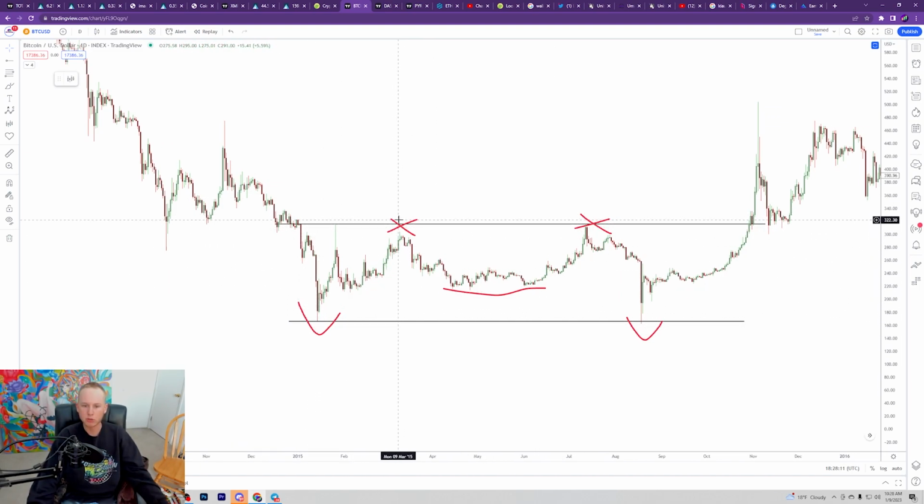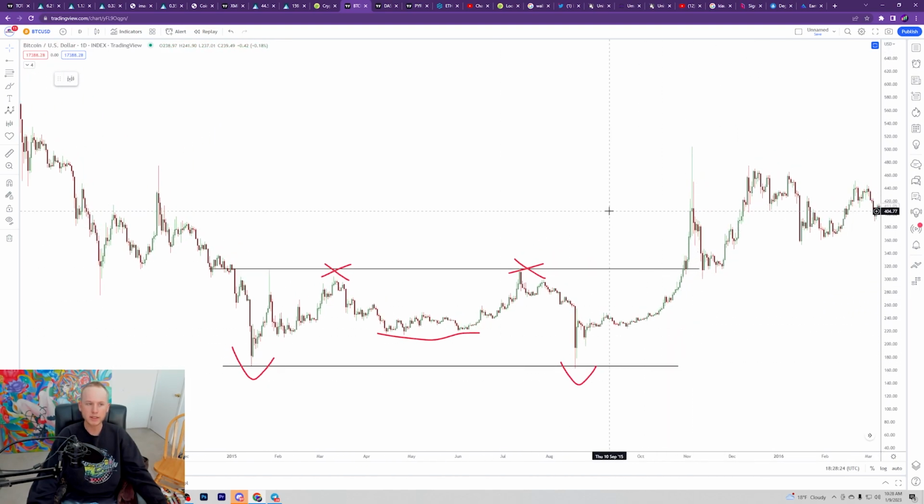Capitulation, rally up into the range highs, bottom in the midpoint between the range highs and the range lows, rally back up to retest the range highs, bull trap, reject all the way back down, and then we bear trap at support. And this is literally what creates the bottom formation.